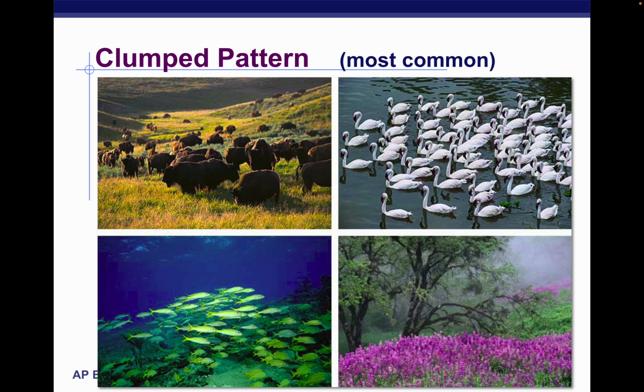Clumping can also be associated with mating behavior. It may be suitable also for predators, like a pack of wolves, to be in this clumping pattern because it makes it easier for them to catch prey. That makes sense, right?